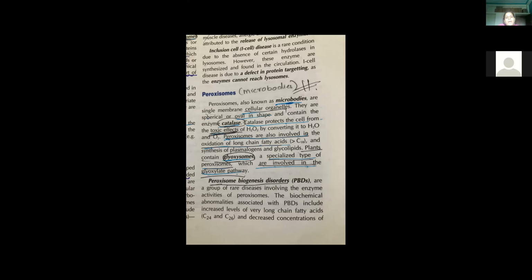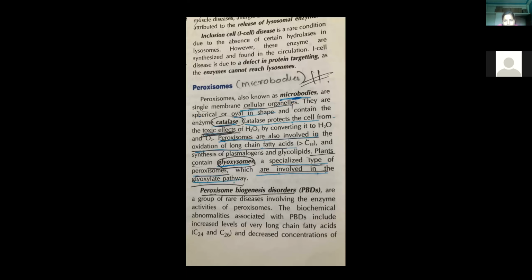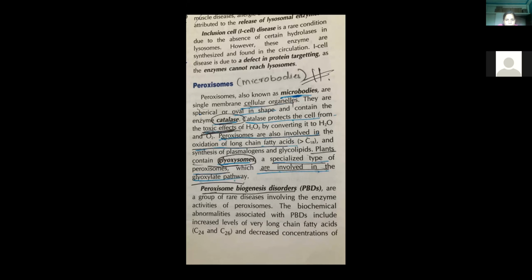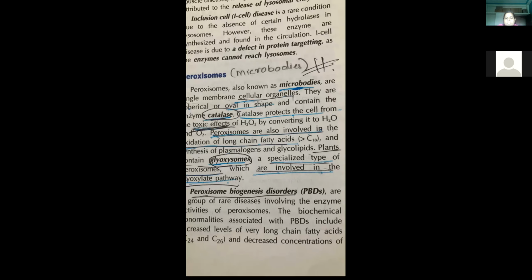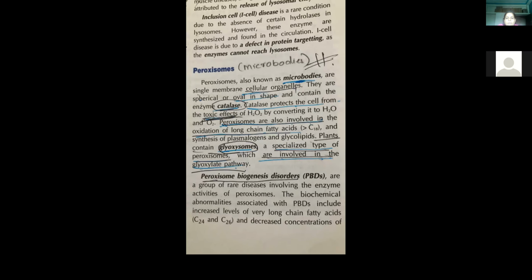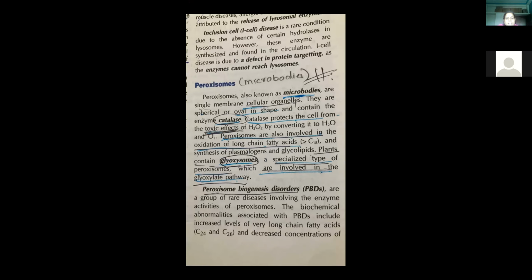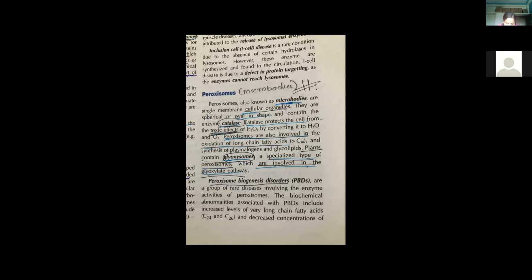So that is better. They help, like what we have studied as antioxidants. They will be neutralizing H2O2, O2 minus, all. Similarly, peroxisomes also work in the same way. They neutralize H2O2. Peroxisomes are also involved in the oxidation of long chain fatty acids and synthesis of plasmalogens and glycolipids. Plants contain glyoxysomes, which are special peroxisomes involved in the glyoxylate pathway. So this much is enough, better. Okay, peroxisomes. Anyhow, it is for 307, no? Thank you so much.